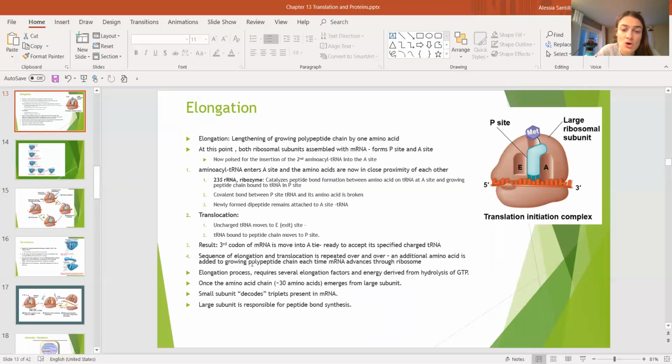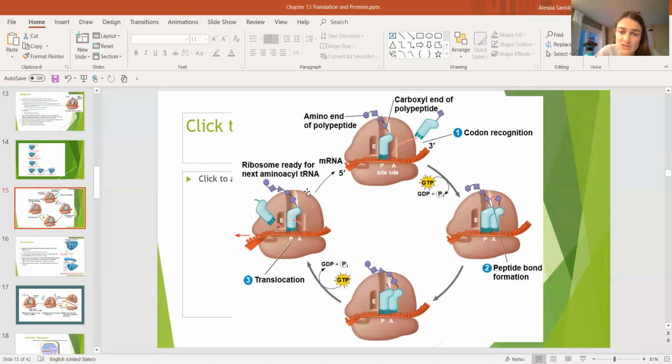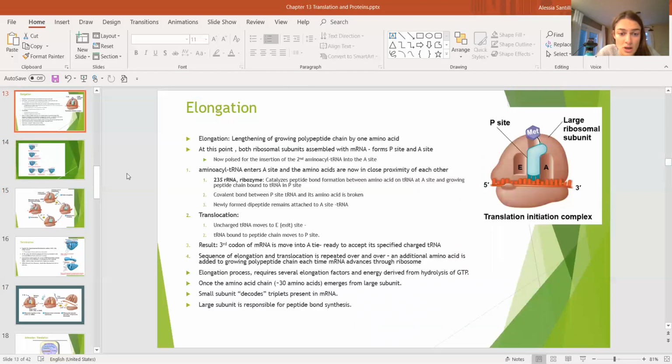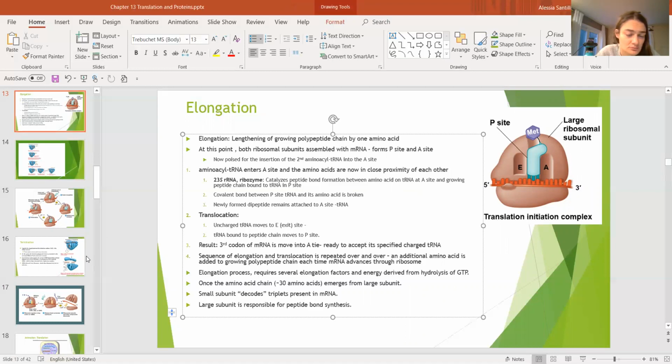Okay, this whole elongation process wasn't shown in this little diagram right here, but it does require elongation factors. The one that was really important is EF2. Once the amino acid chain is about 30 amino acids long and emerges from the large subunit, you can start seeing this kind of tail.